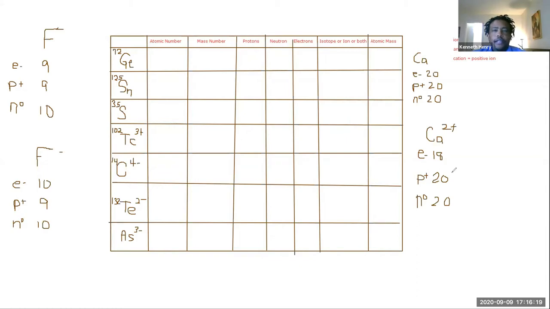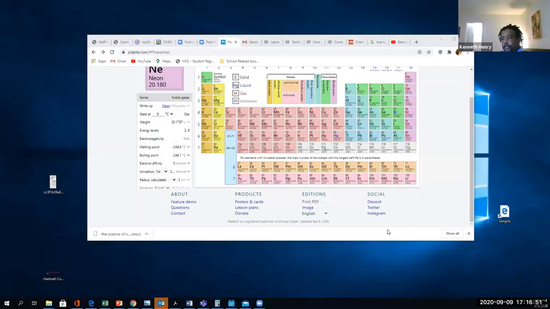So let me go to the periodic table. Take a picture of this. Keep this in mind. So everybody take a picture. And then I'm going to switch screens. Save it. Share. New share. Okay, can you see my periodic table? Yes. Okay, so let's make it a little bit bigger.